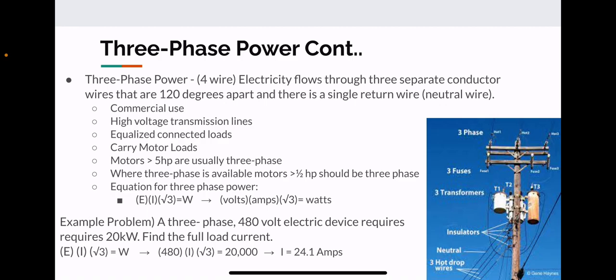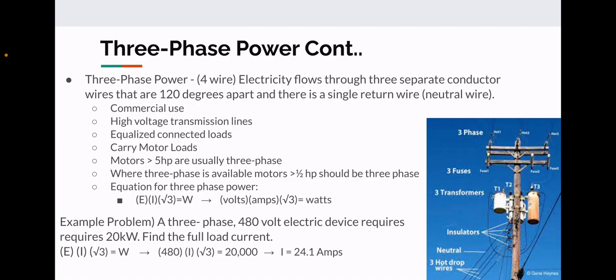Next is three-phase power. That's going to be 4 wires. Electricity flows through the same thing, but there's now 3 separate conductor wires, and they're 120 degrees apart, which is important. We'll get back to that. And a single return neutral wire. This is more of a commercial use. It is much higher voltage, and they need to make sure that the loads are balanced between these wires. And that's also very important because it means less losses and more efficient use.